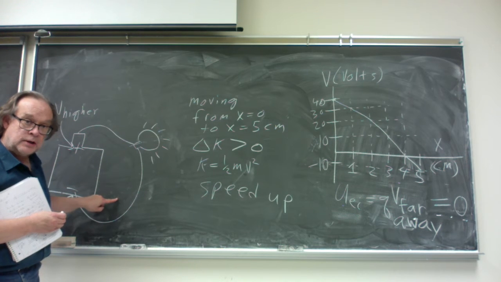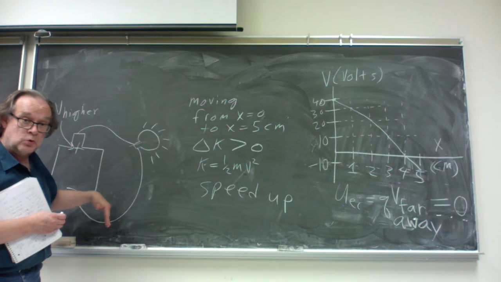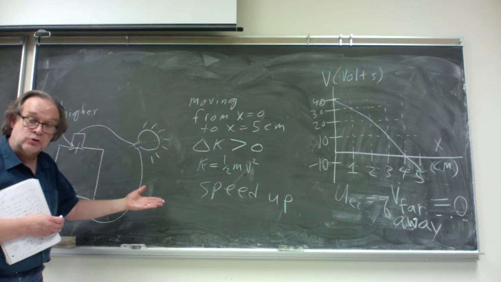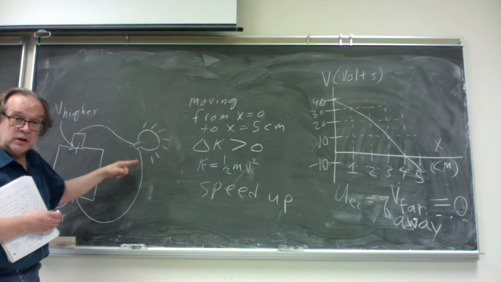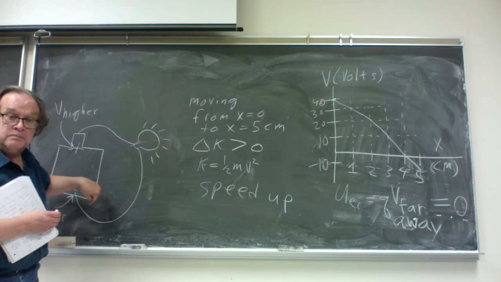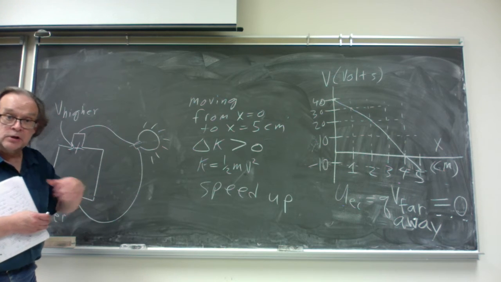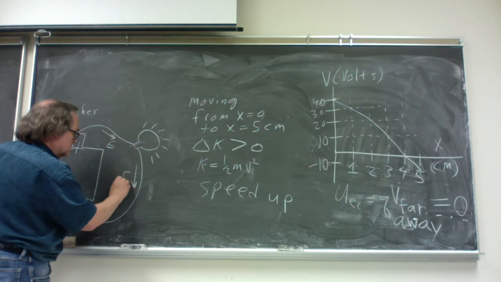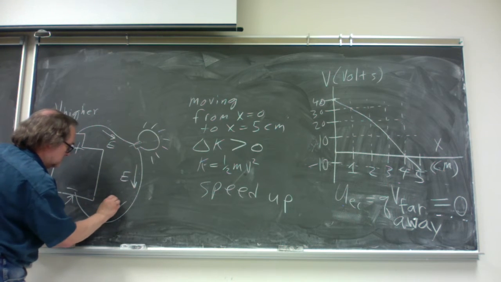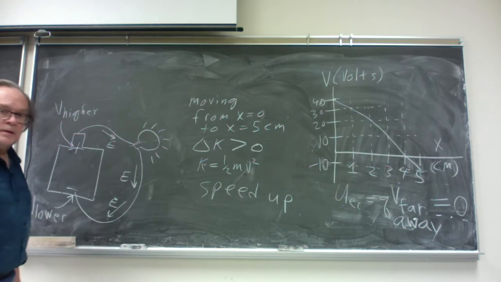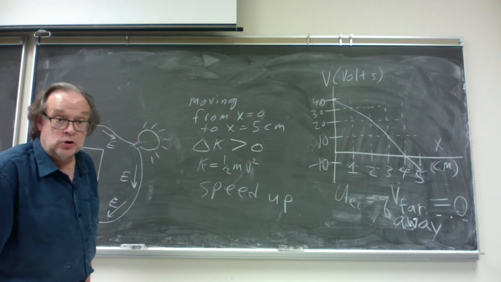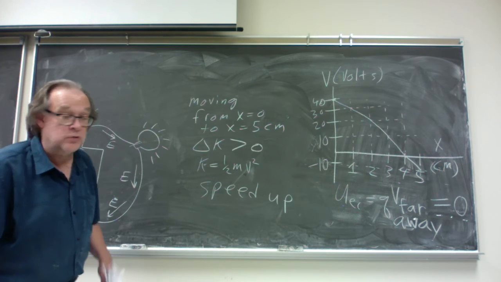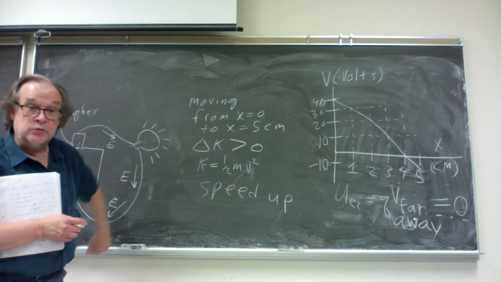Going through this circuit clockwise, you're moving from higher towards lower potential. Electric field always points in the direction from higher towards lower potential. So electric field will always be pointing in the clockwise direction. That means any charged particle that's positive would feel a force in the same direction as the electric field and get pushed this way through the circuit.